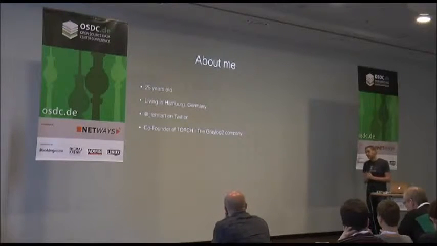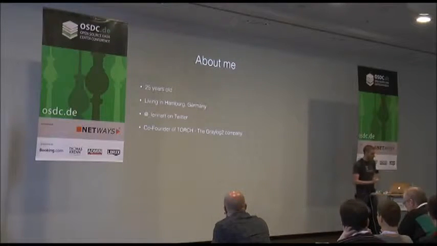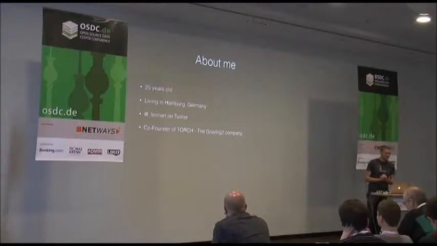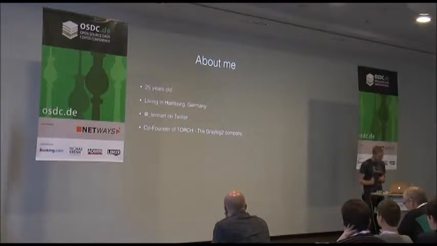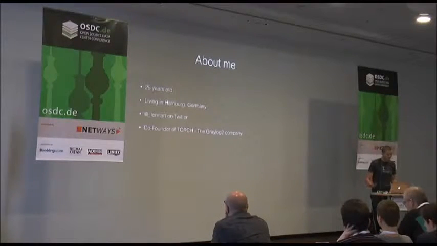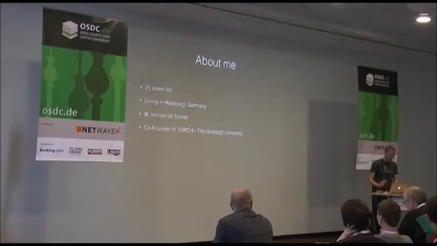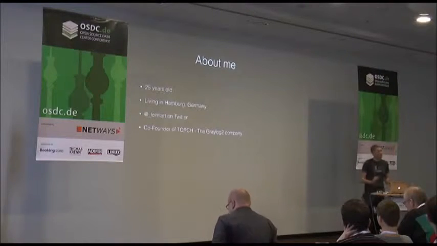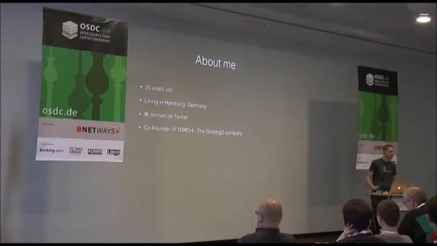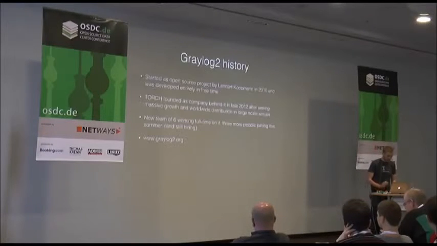About me, I'm 25 years old. I'm living in Hamburg, in Germany. This is my Twitter handle, and I'm also the co-founder of Torch, and that's the company behind Graylog2. But that's all that I'm going to say about Torch for today. I think maybe there's one sentence about it later. So everything today is about Graylog2, which is open source. You can just download it, all on GitHub, all documented, ready to go and ready to try out.